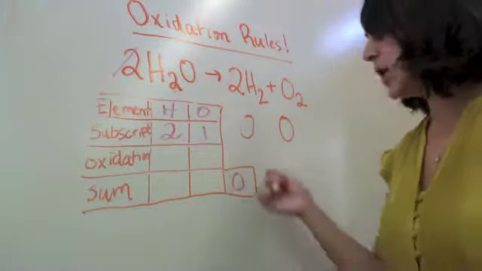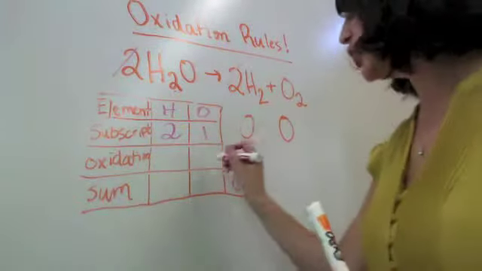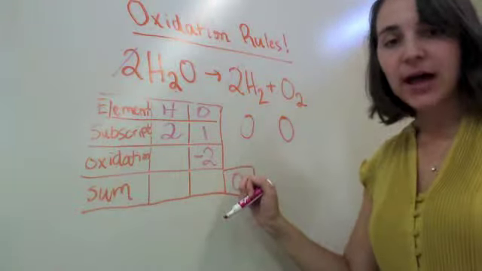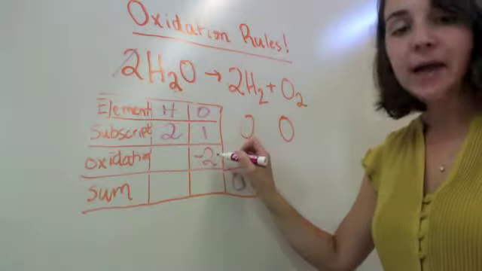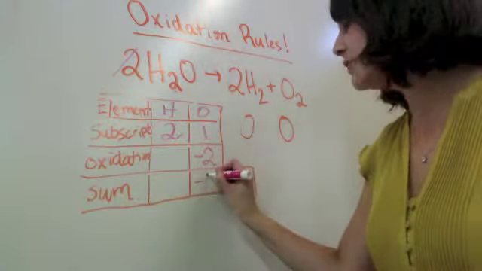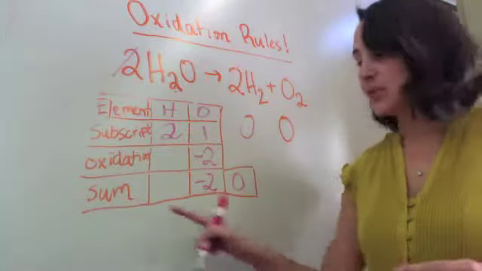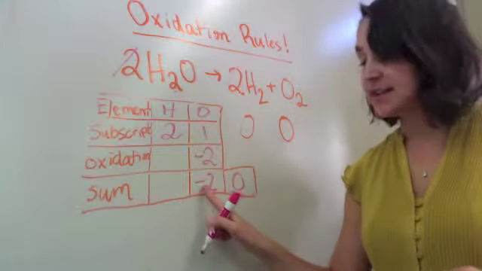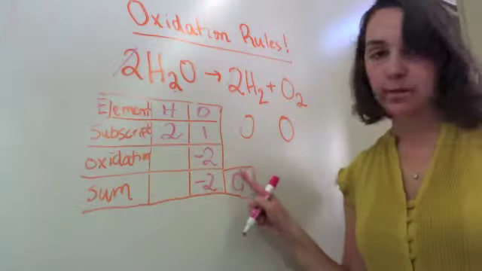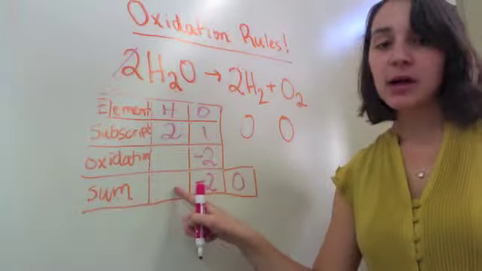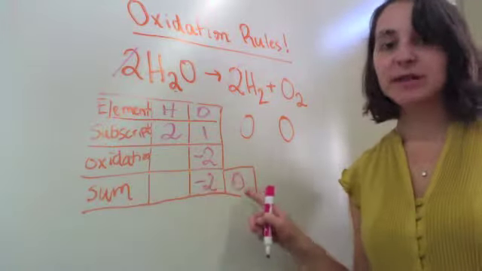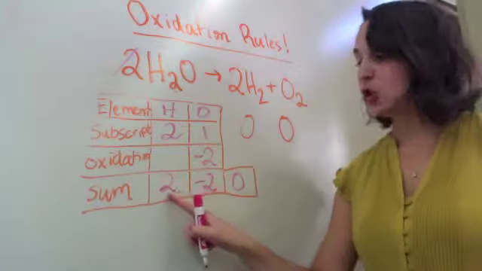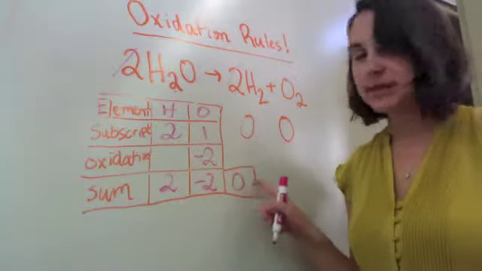So what I'll do is I'll write in the -2 for my oxygen. When I go down the columns, I multiply. So this is going to be 1 times -2 to give me -2 on the bottom. So the next step is to look across my row. I know that this number plus this number must be 0. So I need to put in a number here that when added with -2 will give me 0. In this case, 2 will work nicely. 2 minus 2 equals 0.